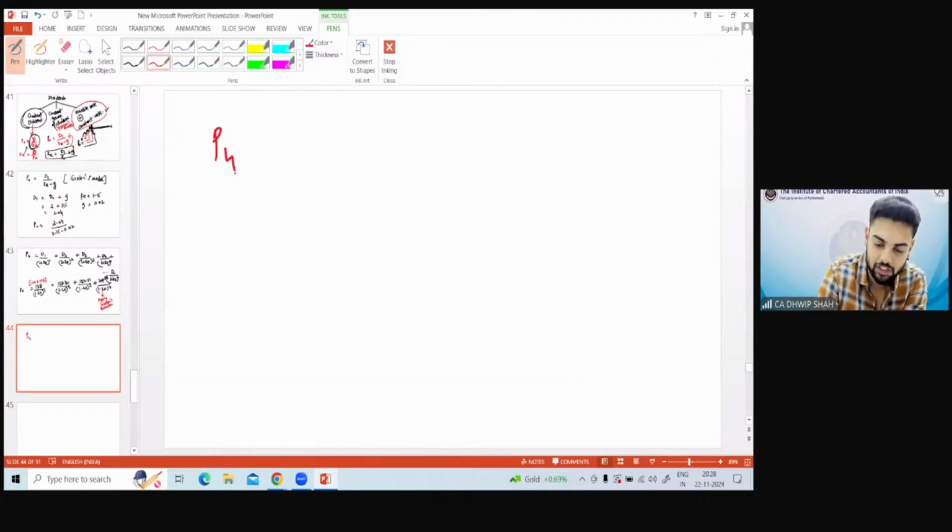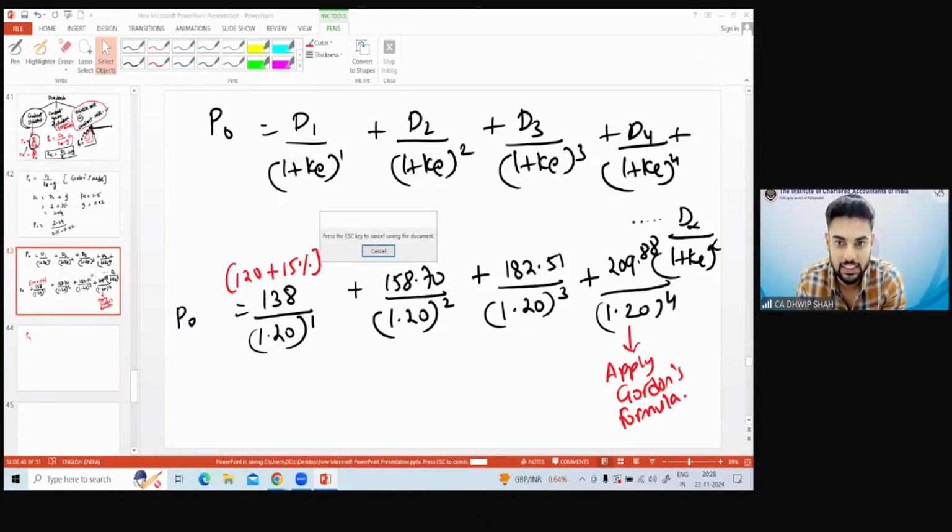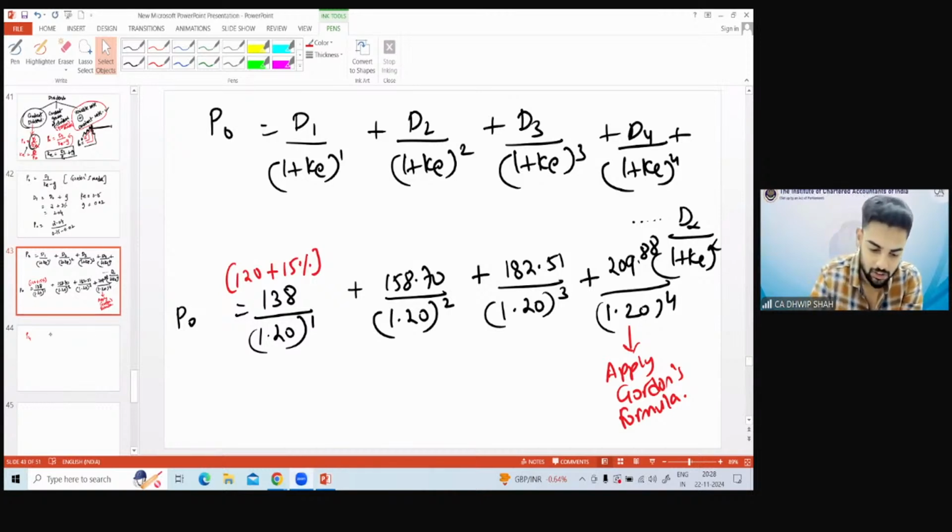Are you getting this? Because we are applying Gordon's formula at the end of year 4, it will not be P0, it will be P4. Any doubts? Why not P0 and why P4? Because Gordon's formula is applicable from the end of year 4 and not today itself. So can I say the formula would be P4? Correct?